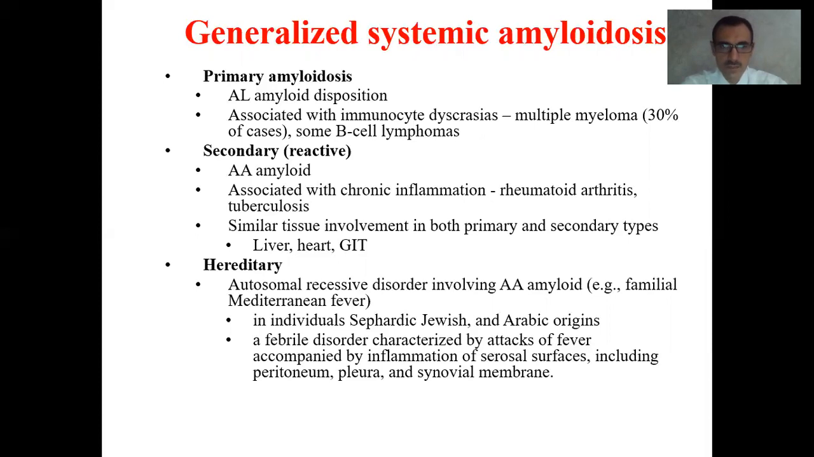And hereditary amyloidosis is found in familial Mediterranean fever, in individuals of Sephardic Jewish and Arabic origins, a febrile disorder characterized by attacks of fever accompanied by inflammation of serosal surfaces, including peritoneum, pleura, and synovial membrane.